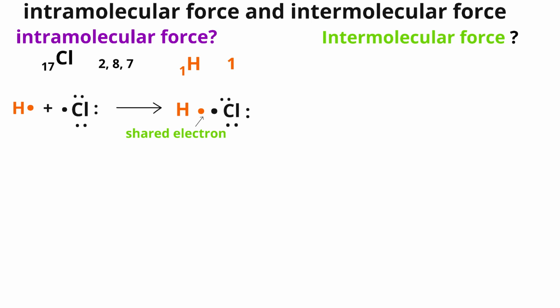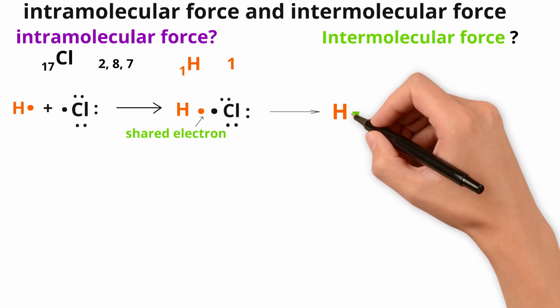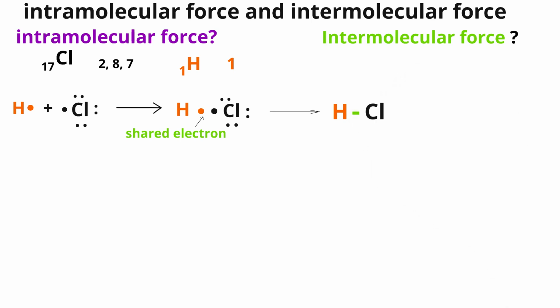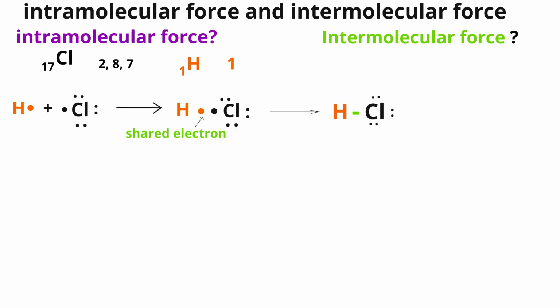Again, this single bond is formed from one electron from hydrogen and the other electron from chlorine. And this single bond is also known as bonding electrons.